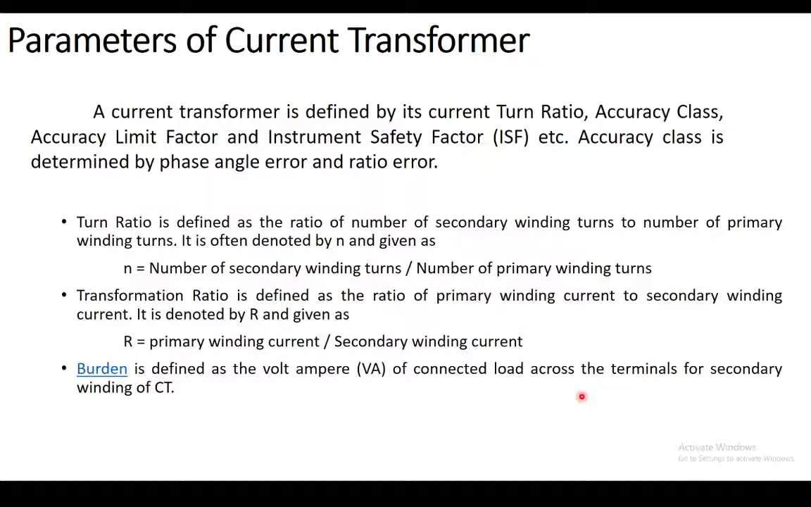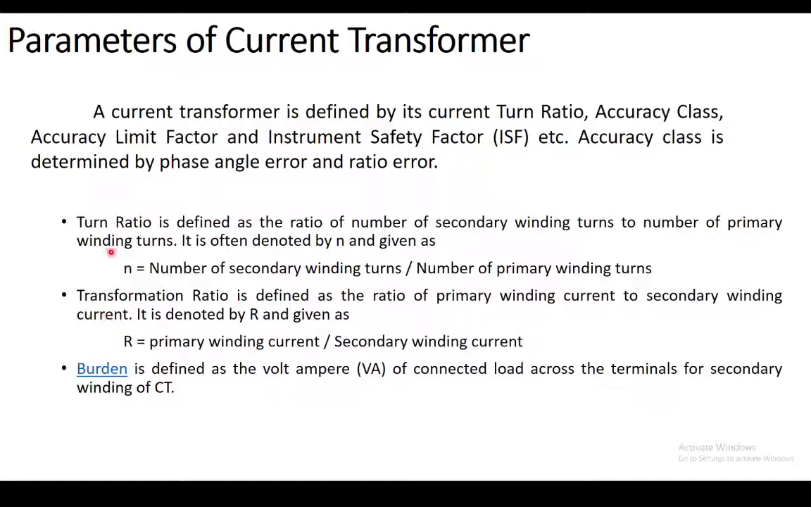So we have three parameters: turn ratio, transformation ratio, and the burden. Yung turn ratio, defined as the ratio of number of secondary winding turns to number of primary winding turns. It is often denoted by N, and given as N is equal to number of secondary windings, or NS, over number of primary windings, or NP. Yung turn ratio, denoted siya sa N, or either A, yung ibang libro is A.